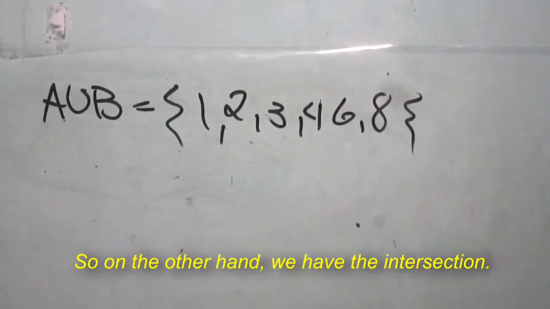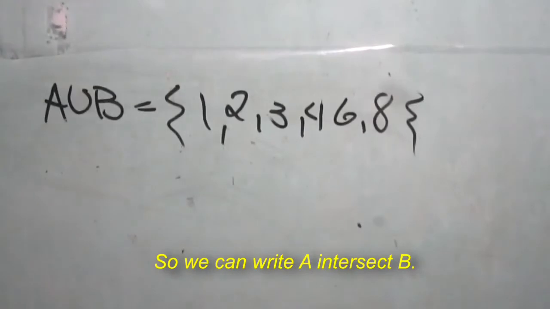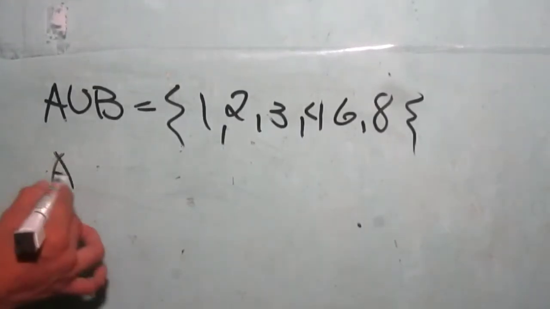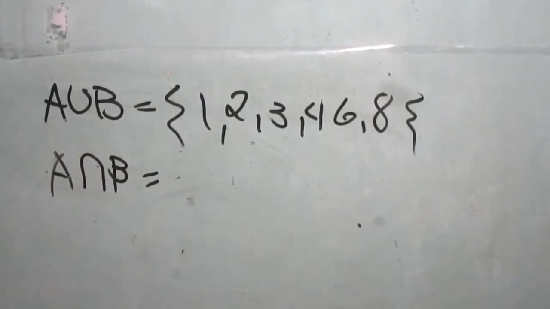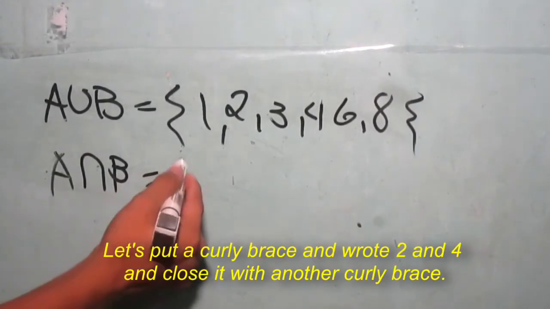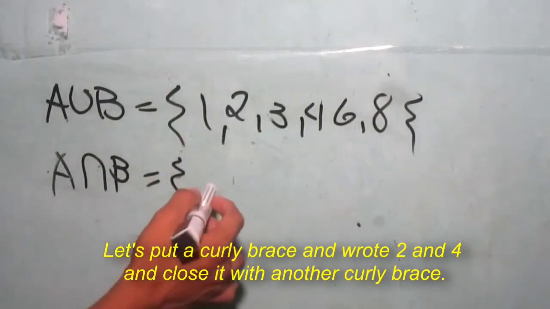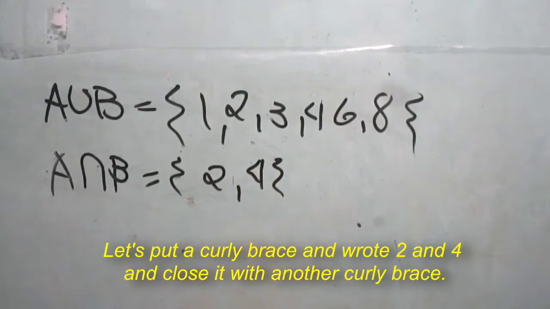On the other hand, we have the intersection, so we can write A intersect B. The intersection is basically only the elements that are in both A and B. Let's put a curly brace and write 2 and 4 and close it with another curly brace.